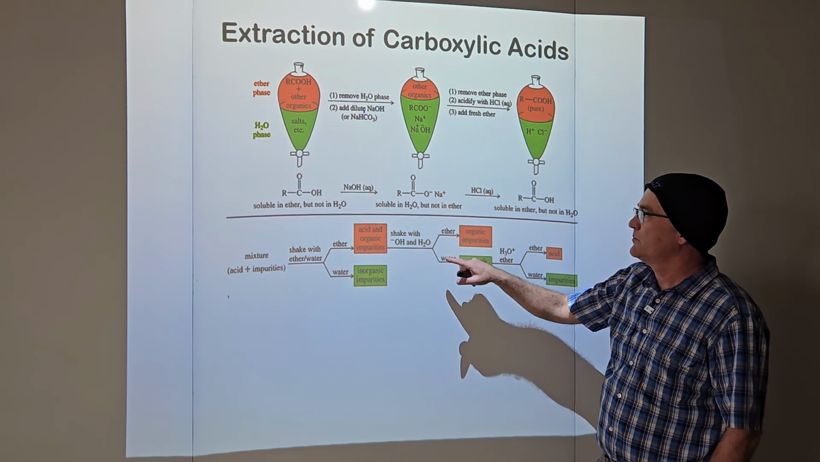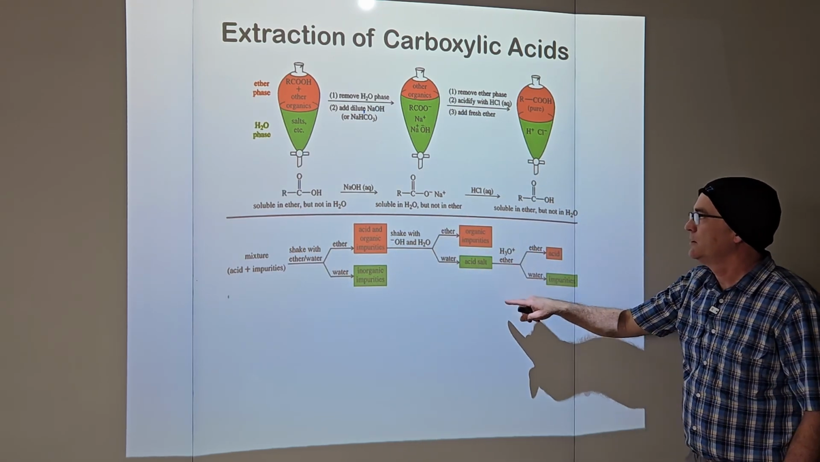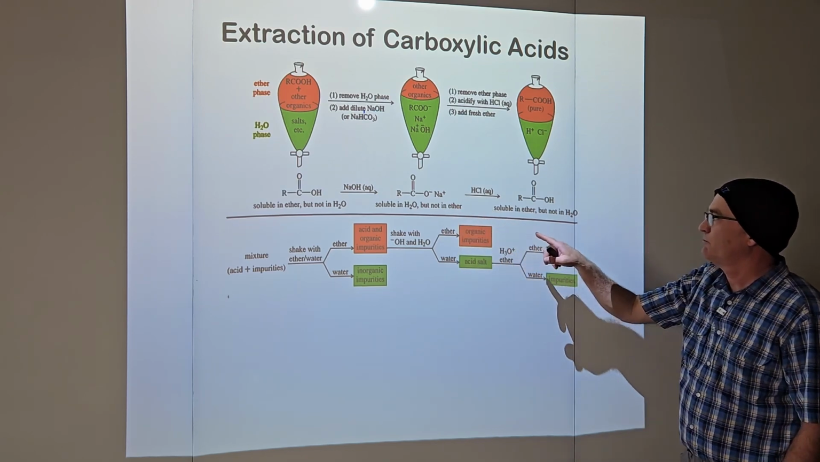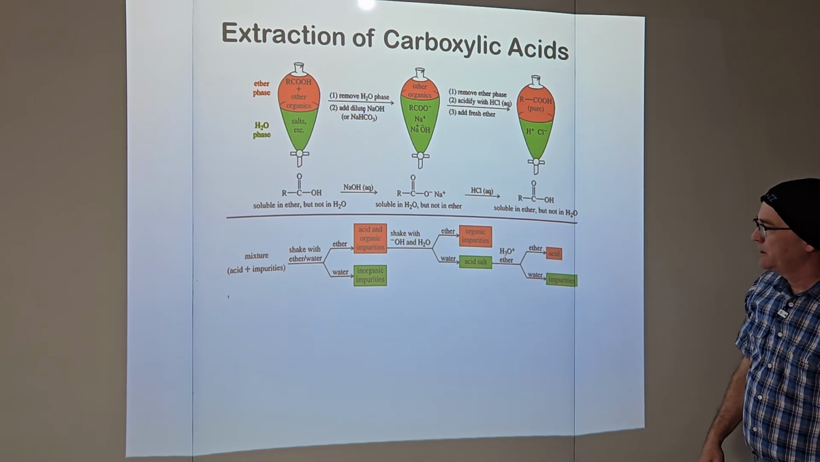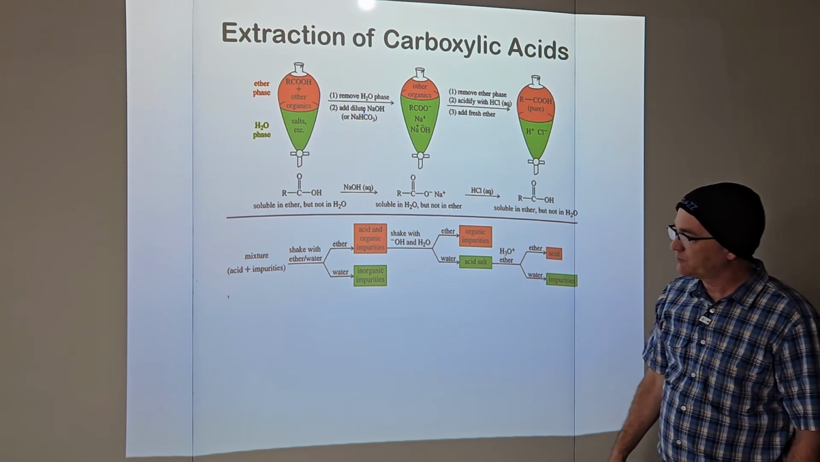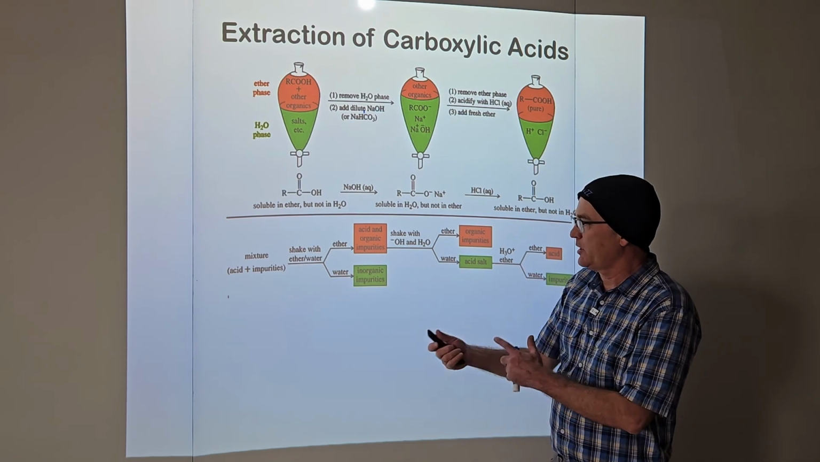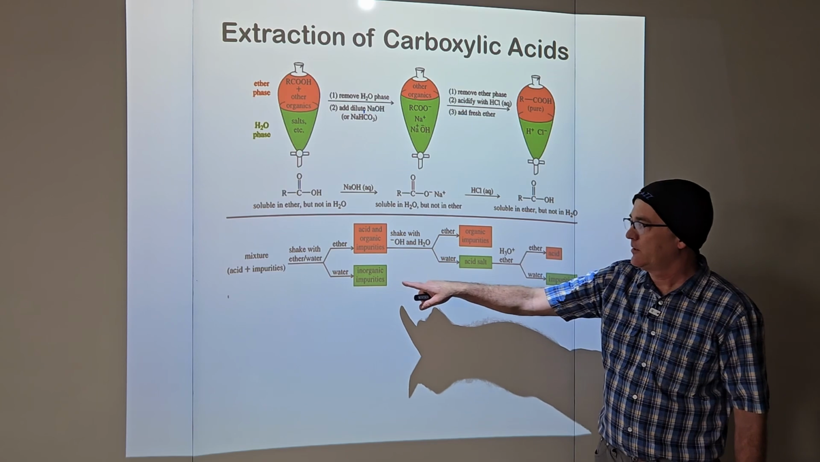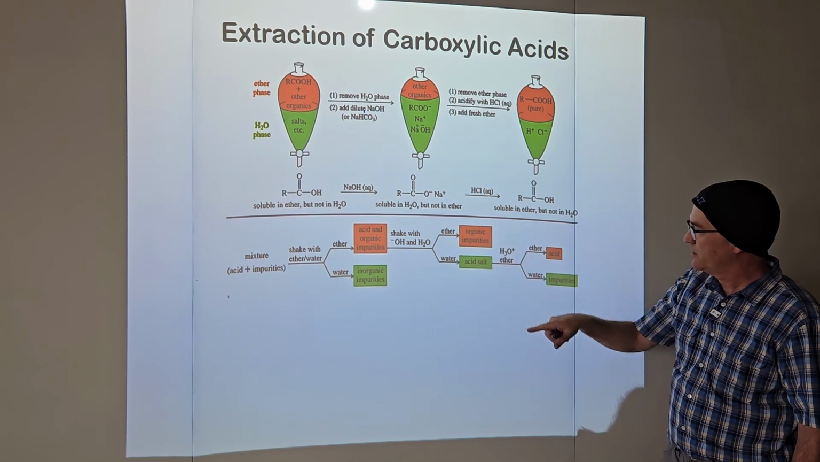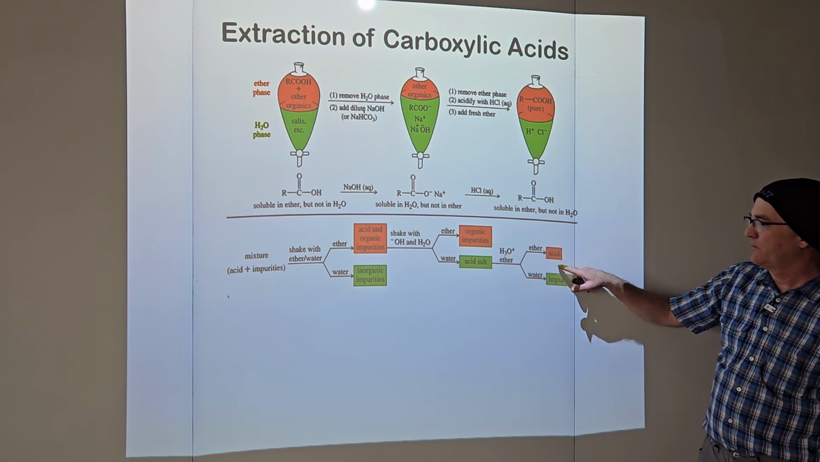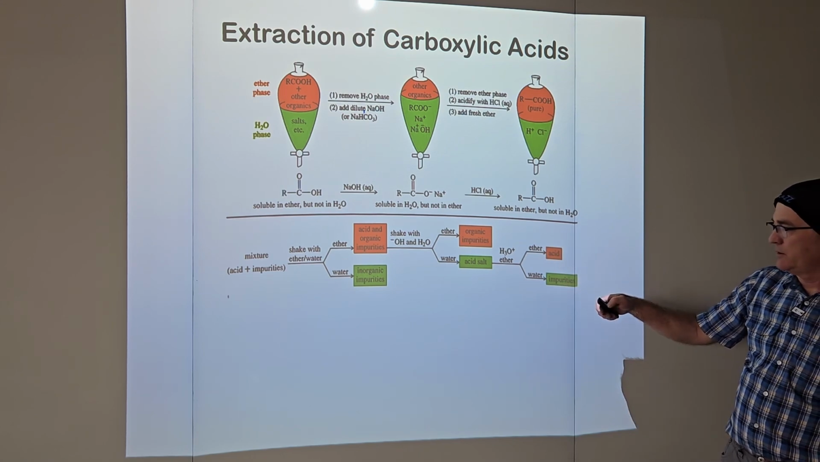Make the sodium salt become soluble in water, but not ether. Protonate the carboxylic acid back to its original form, and it will be soluble in ether, but not in water. So here's how we shake and drain and pull off impurities in the ether phase, and put it back in the ether phase and pull out impurities there.